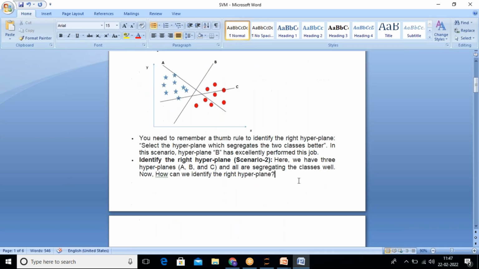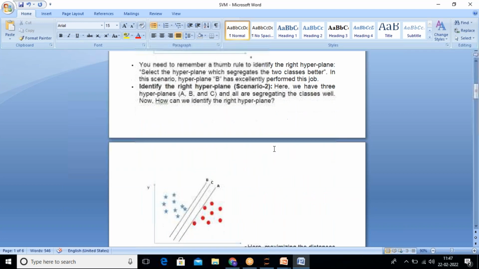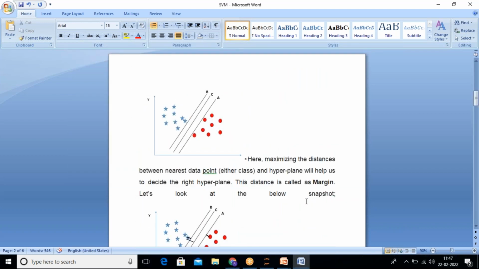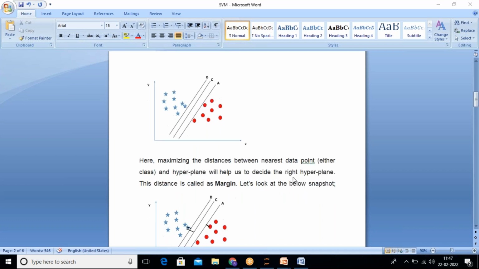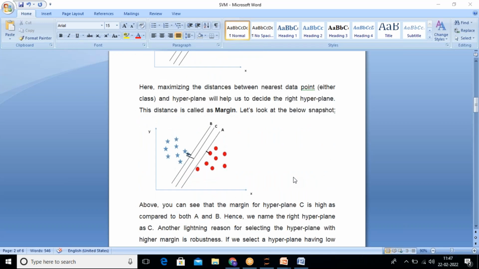Now, we know B is the right hyperplane. Now just have a look at this. This is also classifying well: A, B, C. So which is the right hyperplane? Sir, C. C is the right hyperplane. Why? Why, Darshan?